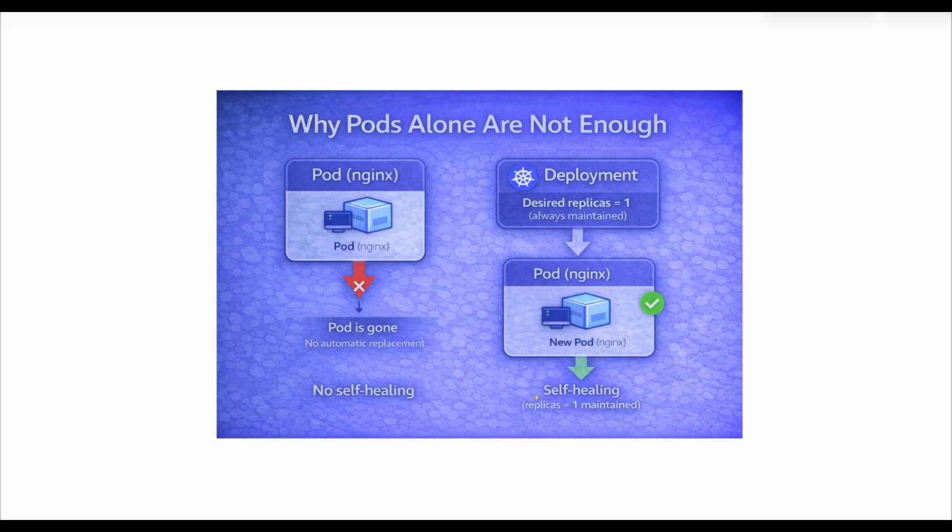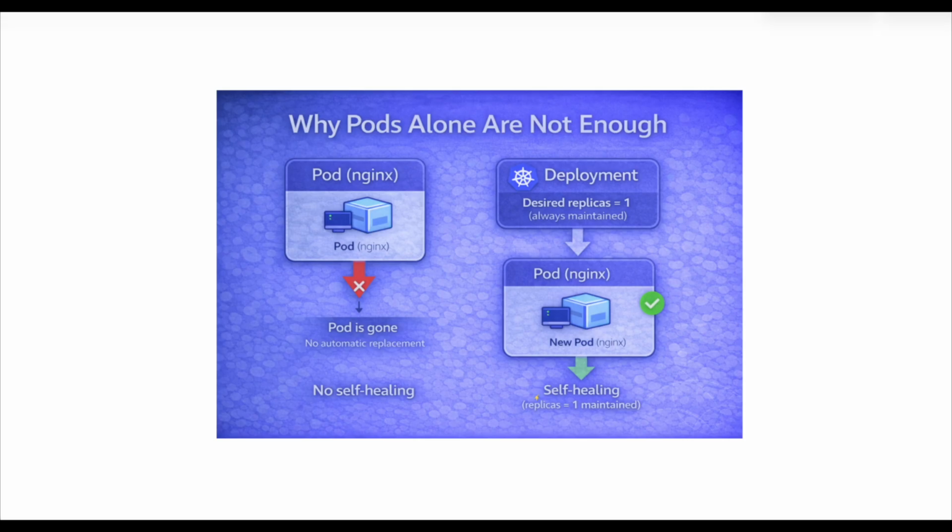Why are pods alone not enough? So far, we have been creating pods directly. That's fine for learning. But in real applications, we almost never manage pods directly. Why? Because real applications usually need more than one copy running, automatic recovery if something fails, and easy updates. Managing individual pods would be hard. This is where deployments come in.